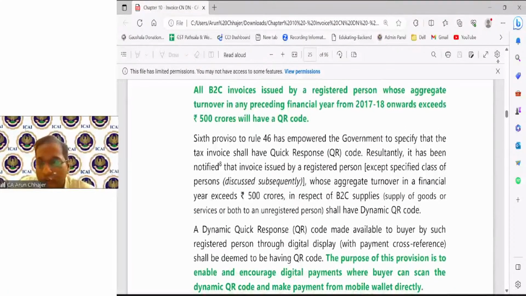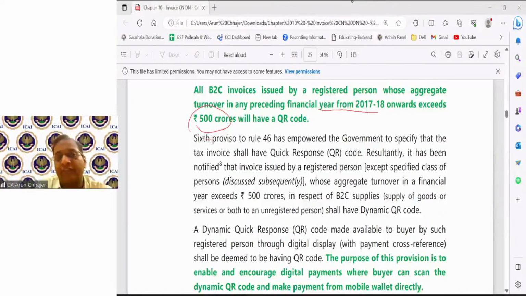All B2C invoices issued by a registered person whose aggregate turnover in the preceding financial year from 2017-18 exceeds 500 crore will have the dynamic QR code. The sixth proviso to Rule 46 empowers the government to specify that the tax invoice shall have the QR code. It has notified that invoices issued by a registered person whose aggregate turnover in the financial year exceeds 500 crore in respect of B2C shall have the dynamic QR code.